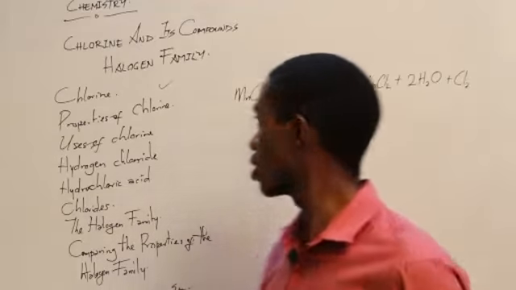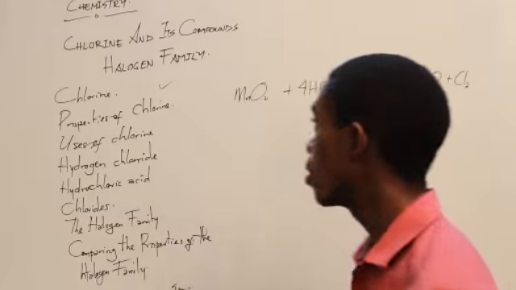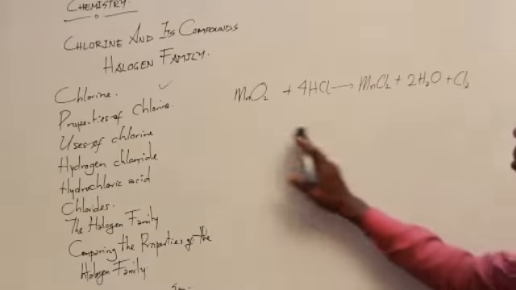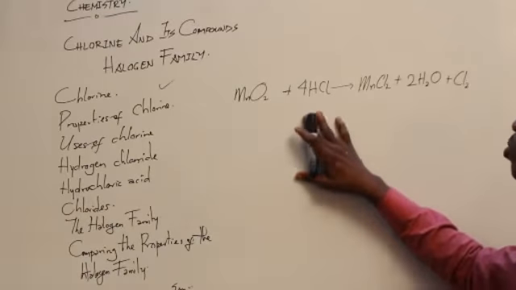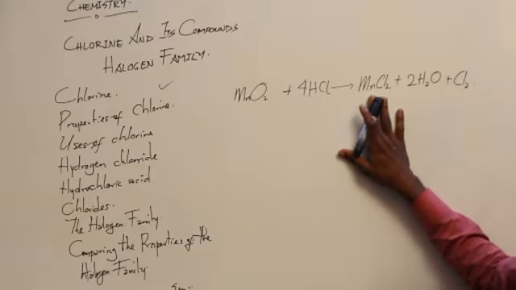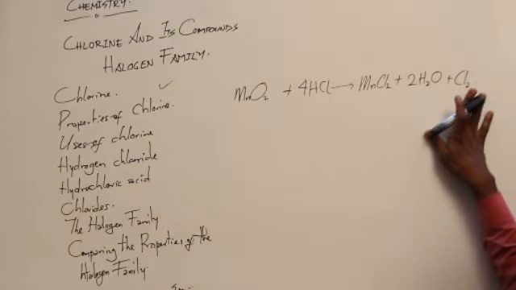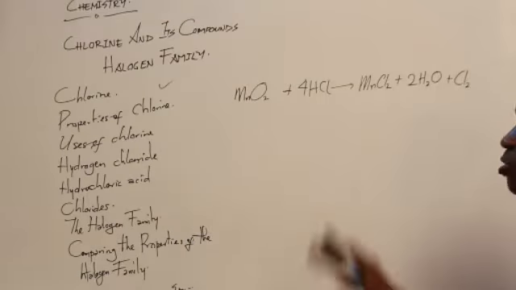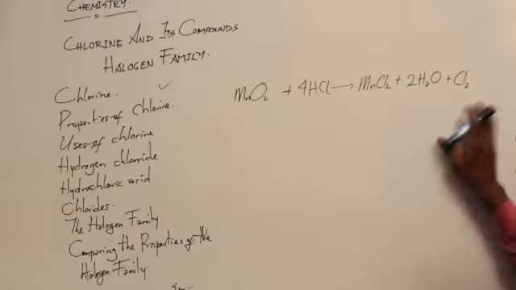Before we go to properties of chlorine, let's talk about the laboratory preparation of chlorine. Chlorine is prepared in the laboratory using these particular experiments. Manganese 4 oxide reacted with hydrochloric acid will produce manganese 2 chloride, water, and the chlorine gas would be evolved.